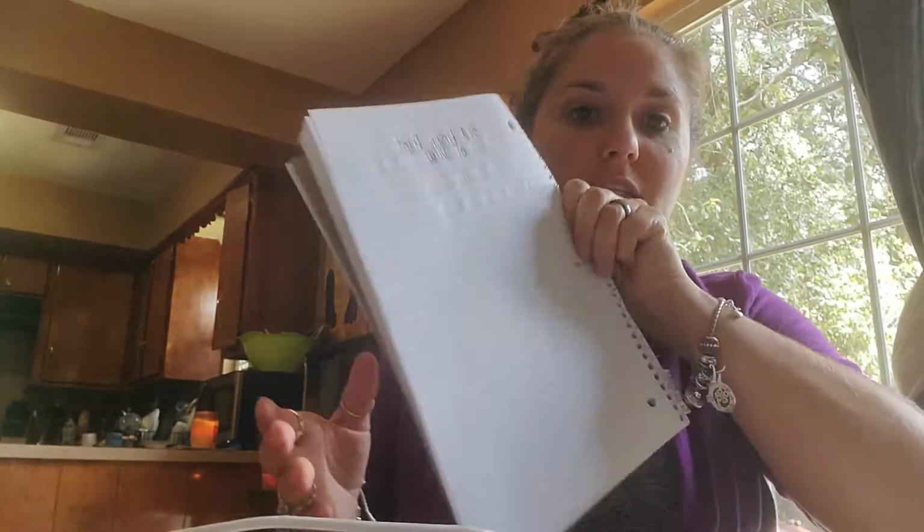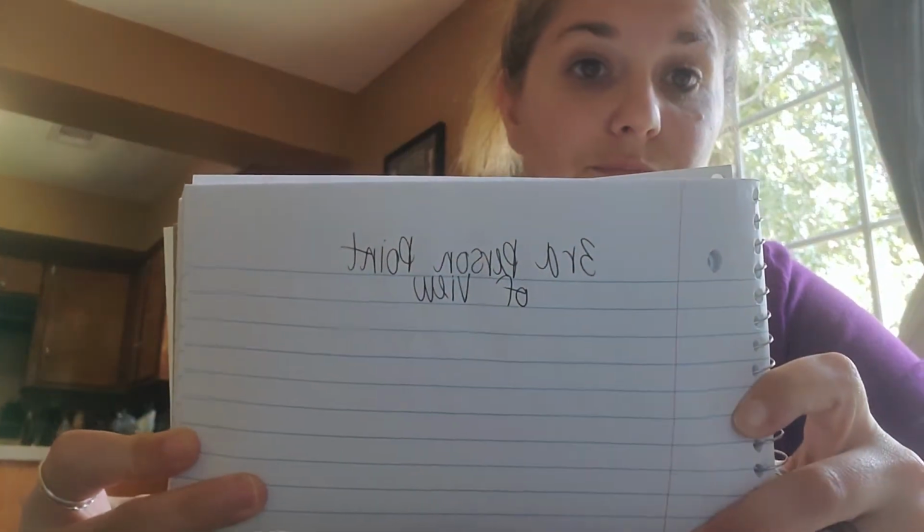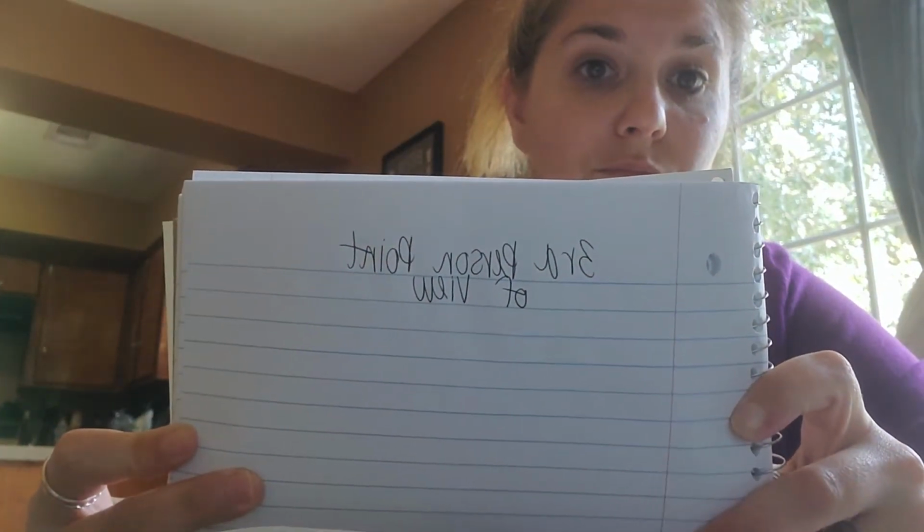The first thing you need to do is write down third person point of view at the top of your paper, just like this. The next thing you need to do, guys, is write the definition of what third person point of view is. Third person point of view is when the narrator is not a character in the story. They are a voice telling the story. Go ahead and write that down.